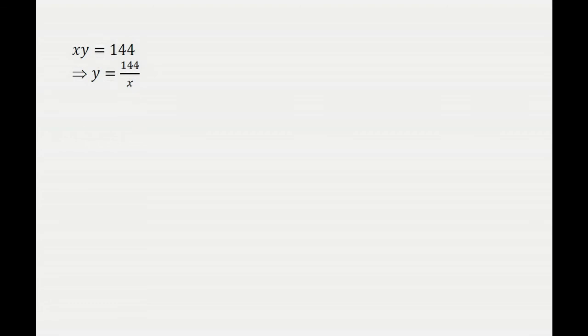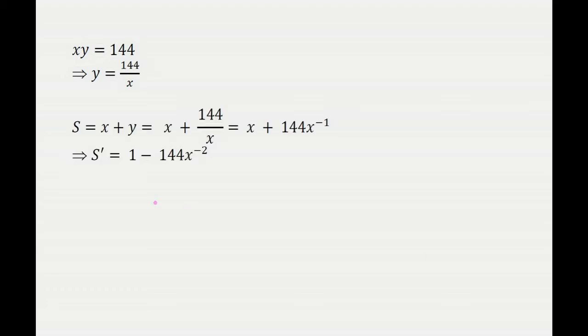So we're going to start with our constraint. We know x times y is 144. We're going to express y in terms of x and write y is equal to 144 over x. Now we go back to our primary equation, s is equal to x plus y, and replace y with 144 over x, like so. And since I know I have to find the derivative, I'm going to express 144 over x in this form. 144 times x to the power negative 1.